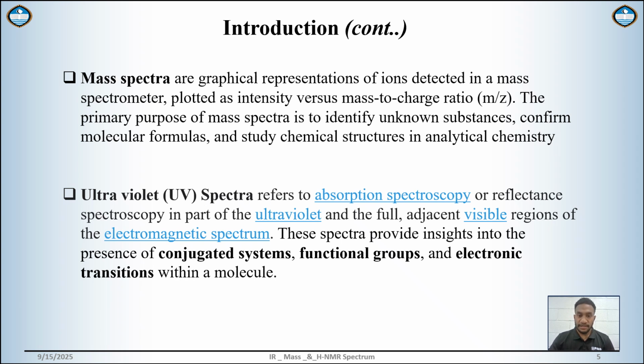Ultraviolet or UV spectra refers to absorption spectroscopy or reflectance spectroscopy in part of the ultraviolet and the full adjacent visible region of the electromagnetic spectrum. The spectra provides insights into the presence of conjugated systems, functional groups, and electronic transitions within a molecule.